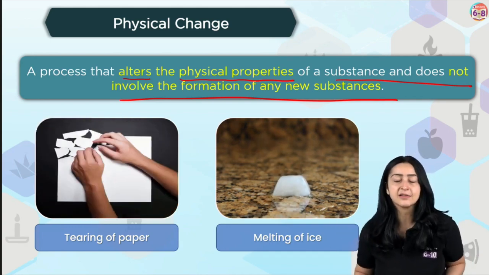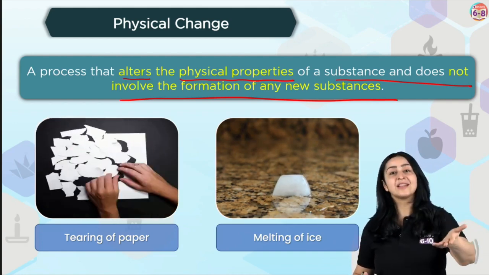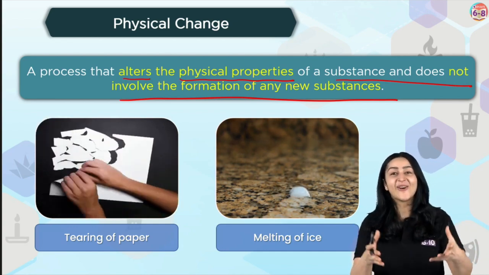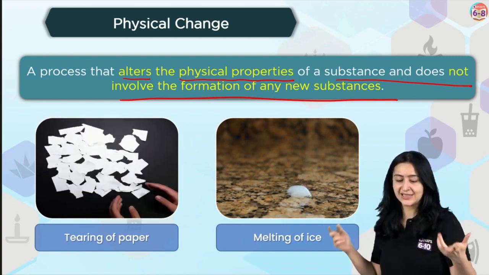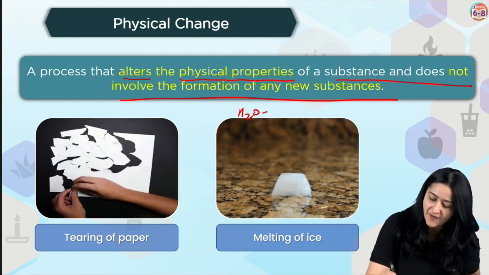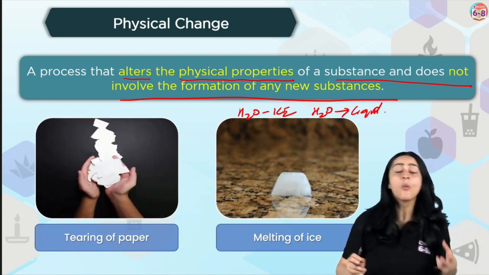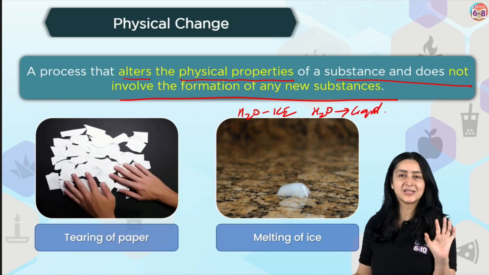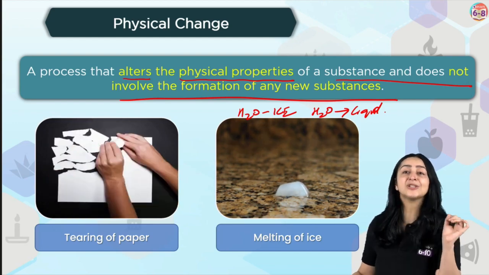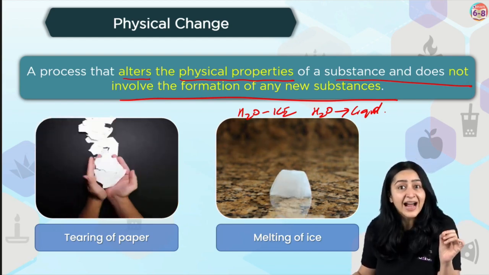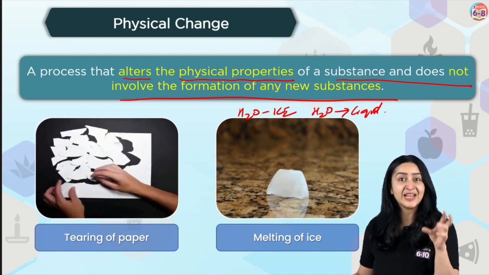Or for example, melting of ice. Ab melting of ice mein kya hota hai? You've got ice. What is ice? Ice is basically water, right? Now, when you heat that ice, it is changing from solid to liquid. But that was water before also in the form of ice, and it is water in the form of a liquid also, right? So what is it? It's basically water. You're not getting a new substance over here. Clear? So physical change is when the physical properties of a substance are altered, but there is no new substance being formed. And this is very, very important to remember.